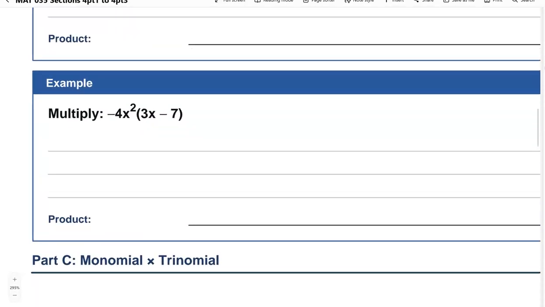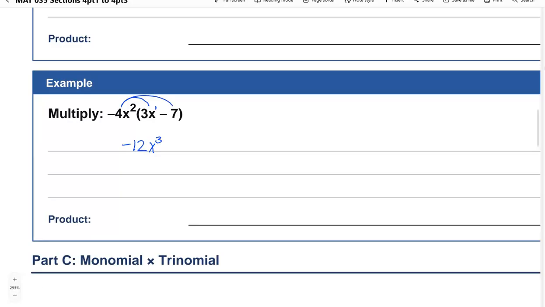Okay, the next one we have minus 4x squared times 3x minus 7. So we're going to distribute. So we're going to do minus 4x squared times 3x. We're going to get minus 12, multiplying the numbers together. And then the x, we have x squared times x. Remember, that's understood to be x to the first. So when we add those exponents, we get x cubed.